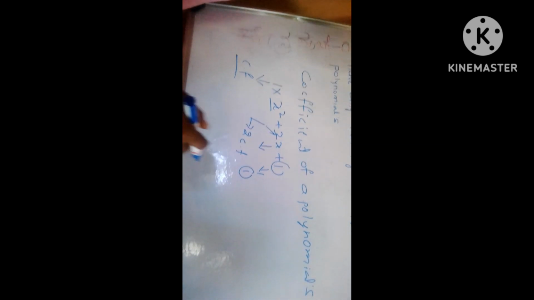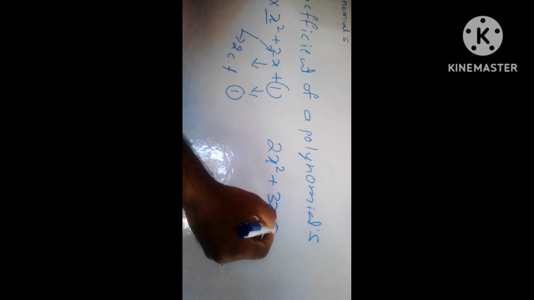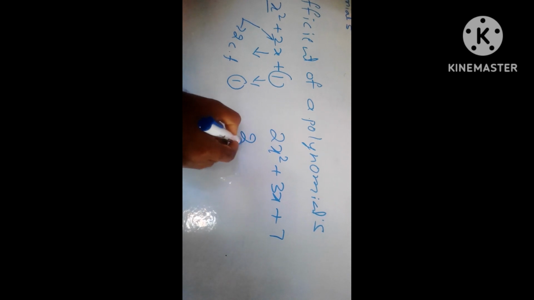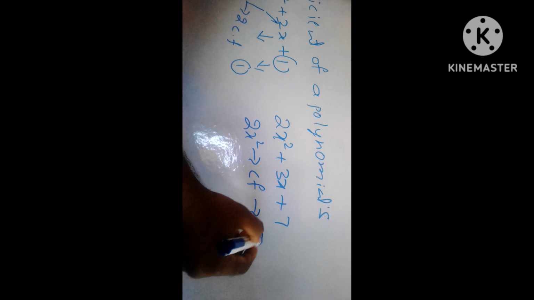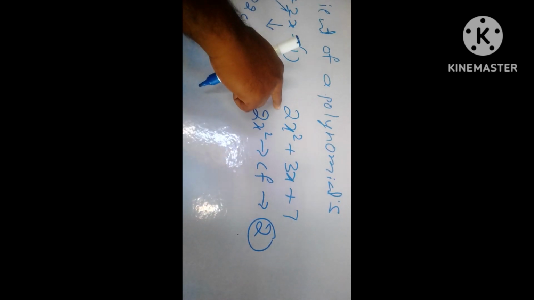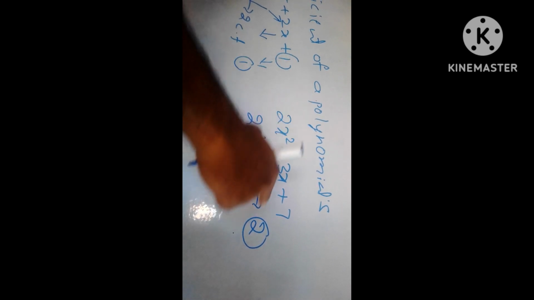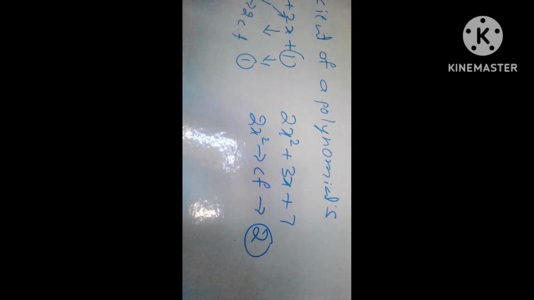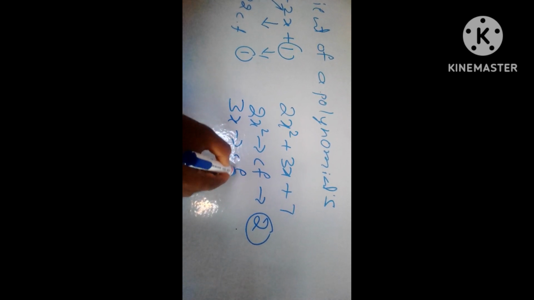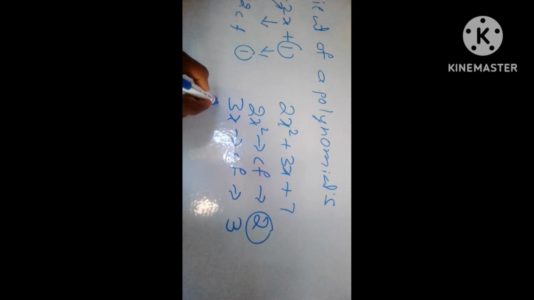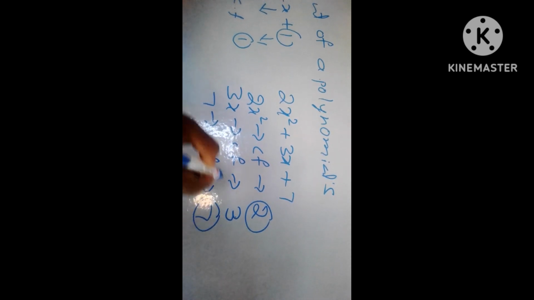Next example, 2x square plus 3x plus 7. For 2x square, the coefficient automatically becomes 2, because the constant 2 is multiplied with the variable x square. This 2 becomes the coefficient of x square. Next one, 3x. The coefficient of x here is 3. For 7, the coefficient is automatically 7.